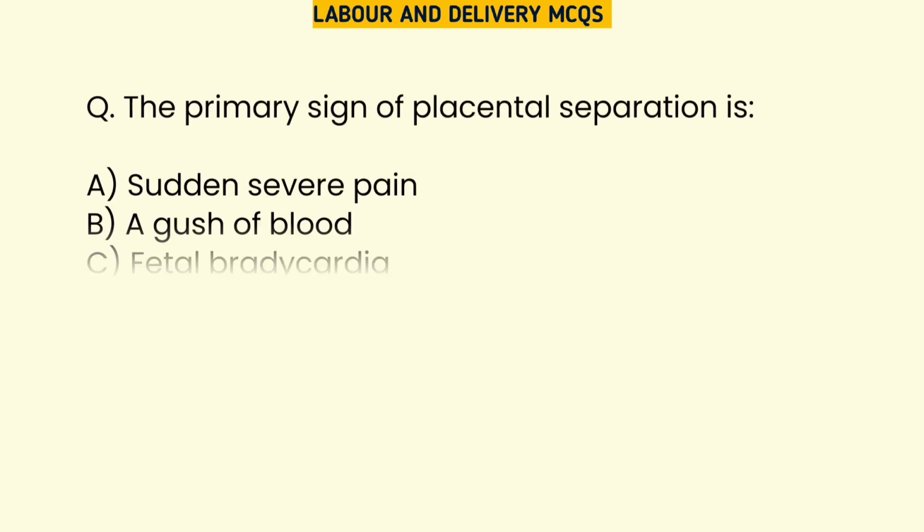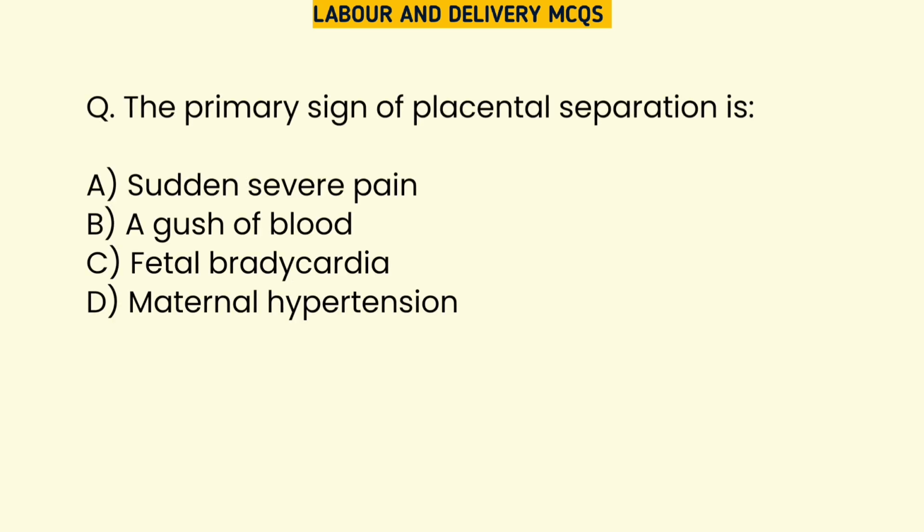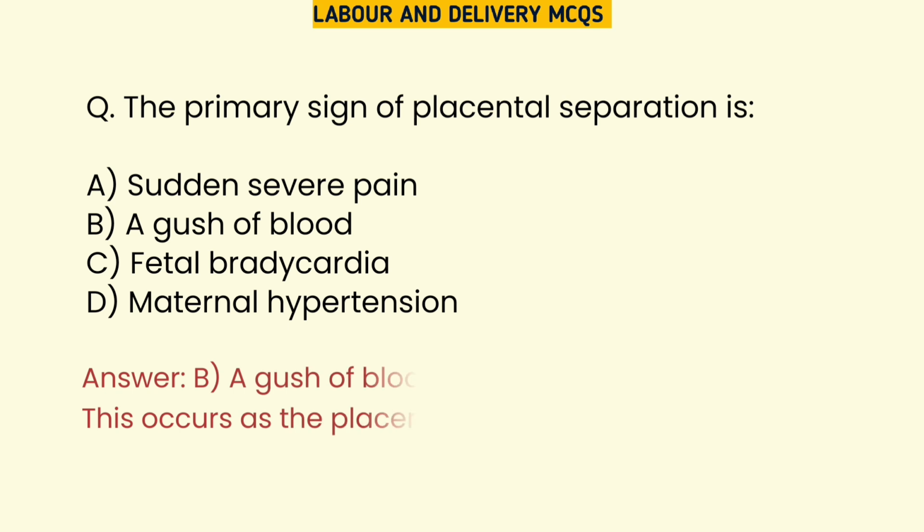Next question. The primary sign of placental separation is. Correct answer is B. A gush of blood. This occurs as the placenta detaches from the uterine wall.